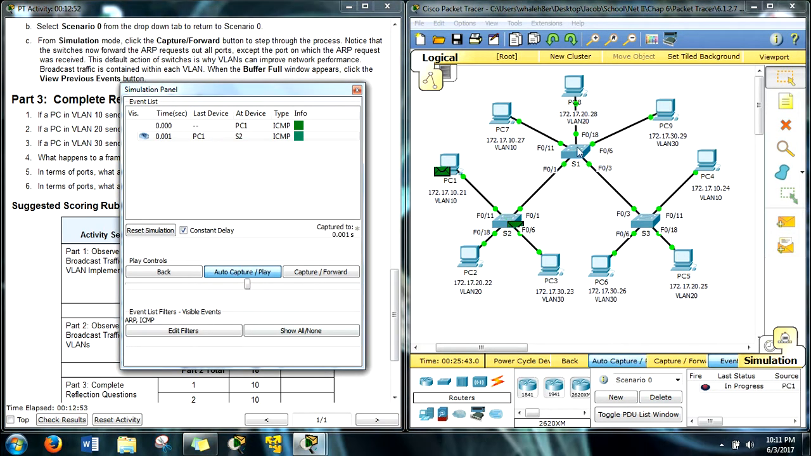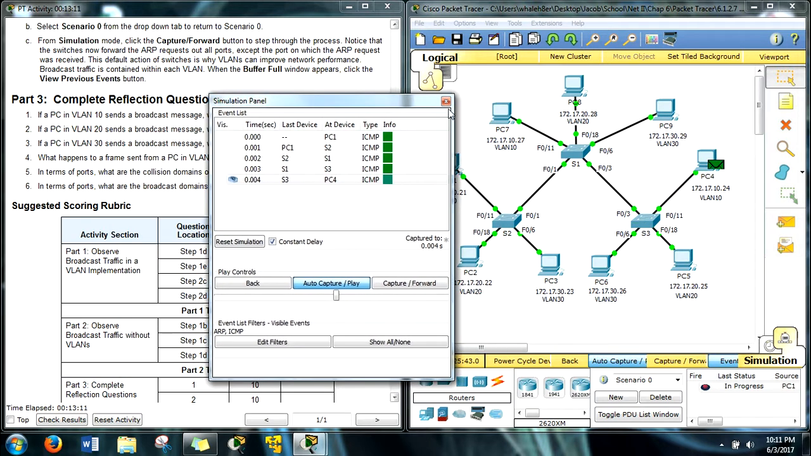Now S1 knows where PC4 is. See, it forwarded that data off to S1 without doing the broadcasts. And S3 is getting its packet without these computers up here being bothered, because the MAC address table is full. And now PC4 gets it as well. And it'll just do the same thing backwards, so who cares?